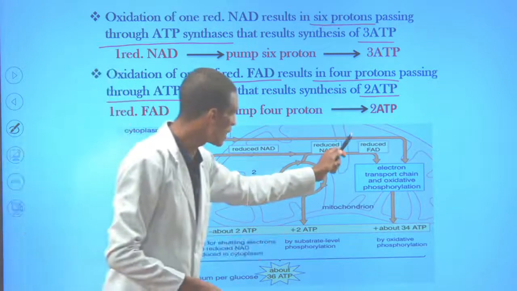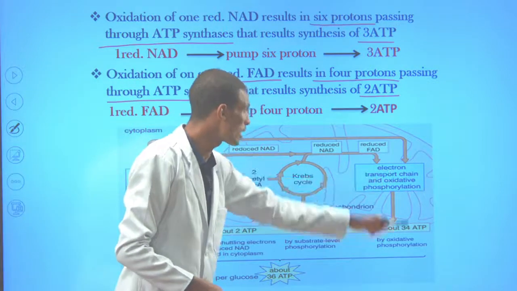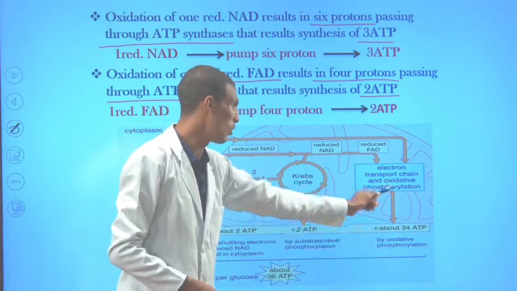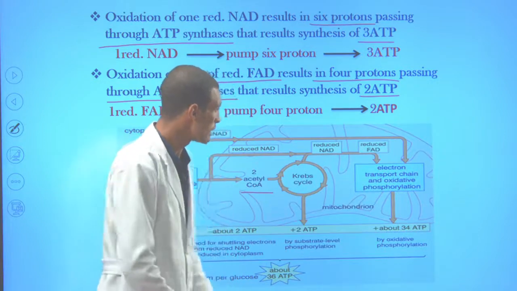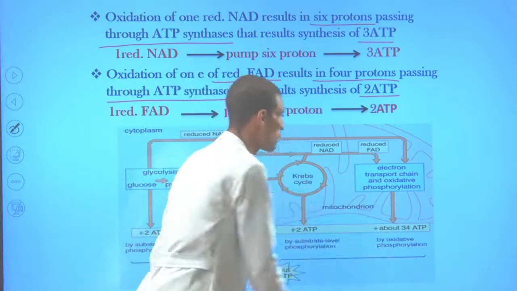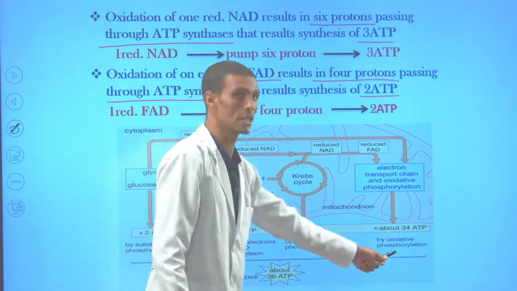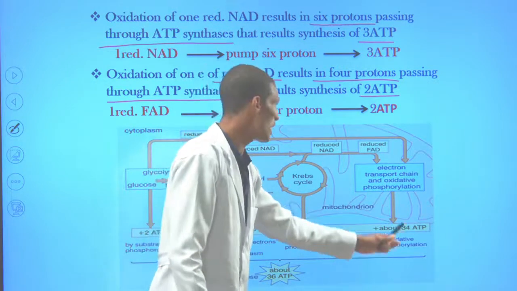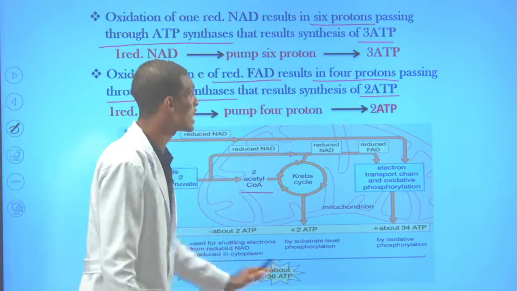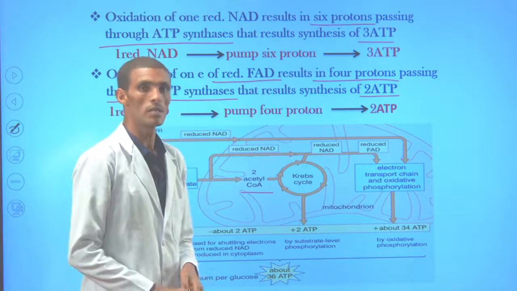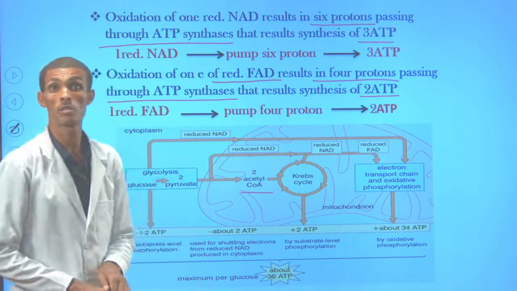Then finally, in the electron transport chain that involves oxidative phosphorylation, about 34 ATP by oxidative phosphorylation is generated here. Generally, from complete oxidation of a glucose molecule, the net gain of ATP is about 36 ATP.